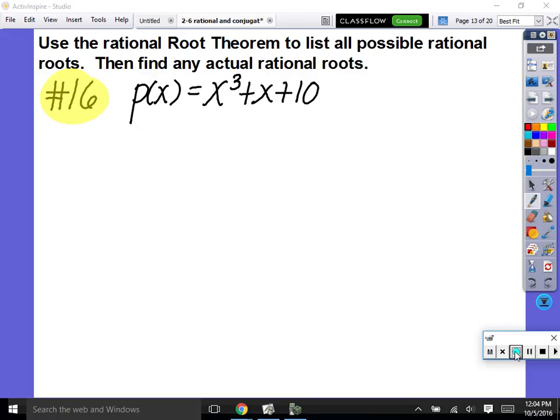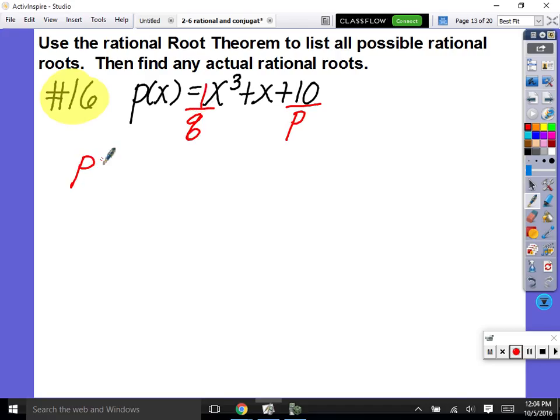Okay, here we go. So number 16, it says, use the rational root theorem to list all possible rational roots, then find any actual rational roots. So this is going to be a certain part on the test, so I'm going to say this exact thing. So we'd say, okay, the rational root theorem. This is my Q, correct? No, that's my P. I keep doing that in this class only for some reason. That's my P, correct? My Q is 1, correct?